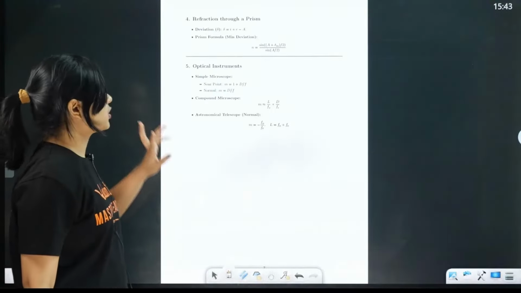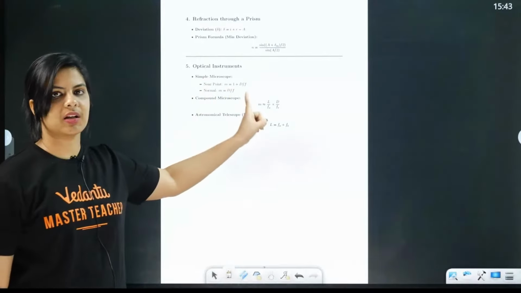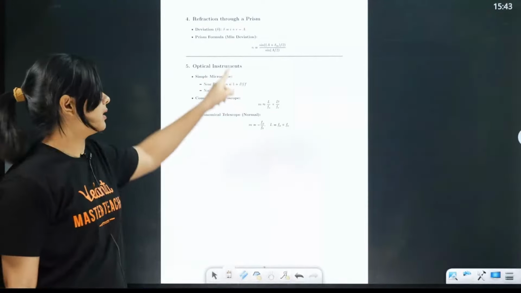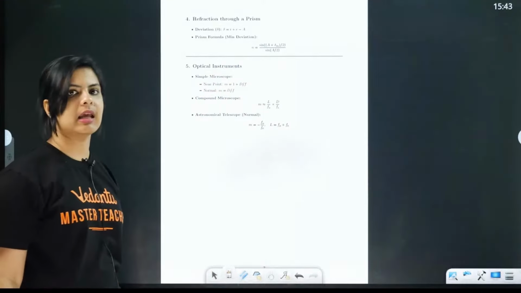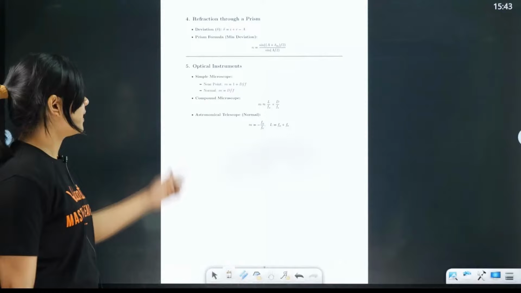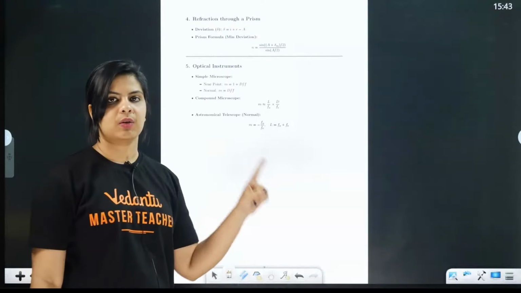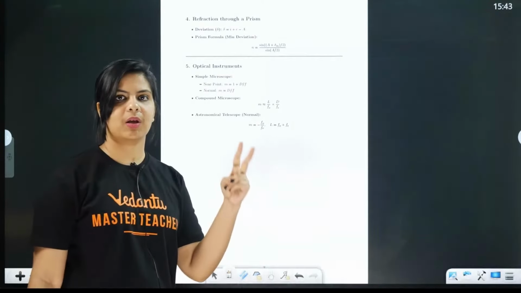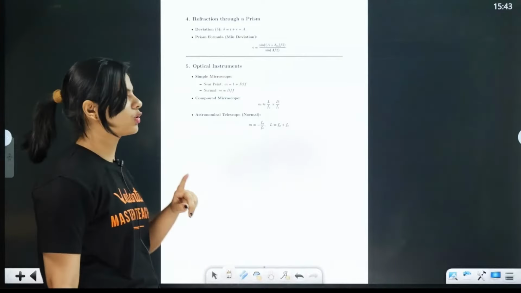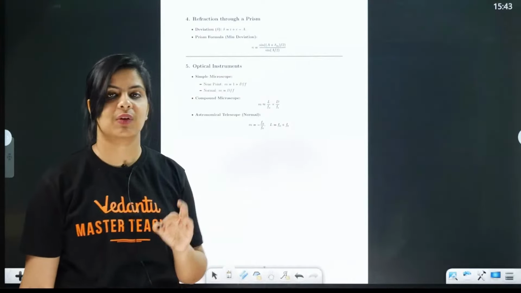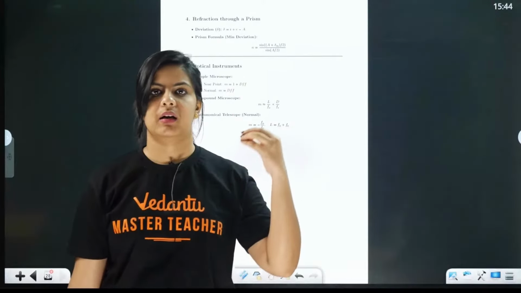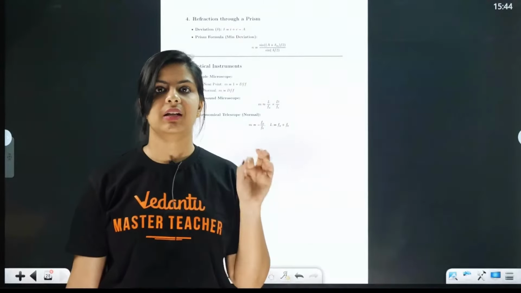Refraction through a prism: the minimum deviation condition is important, where I will be equal to E and R1 will be equal to R2, and the refractive index is sin of (A plus delta M) divided by 2, divided by sin A by 2. Next, in optical instruments there is the simple microscope, compound microscope, and astronomical telescope. In the simple microscope at near point, the magnification is 1 plus D by F. If the image is at infinity, which we call normal adjustment, it is D by F.